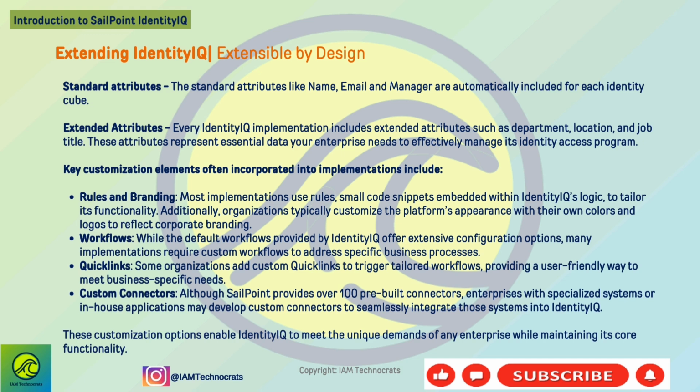Rules and branding. Most implementations use rules, small code snippets embedded within Identity IQ's logic to tailor its functionality. Additionally, organizations typically customize the platform's appearance with their own colors and logos to reflect corporate branding. Workflows. While the default workflows provided by Identity IQ offer extensive configuration options, many implementations require custom workflows to address specific business processes. Quick links. Some organizations add custom quick links to trigger tailored workflows, providing a user-friendly way to meet business-specific needs.